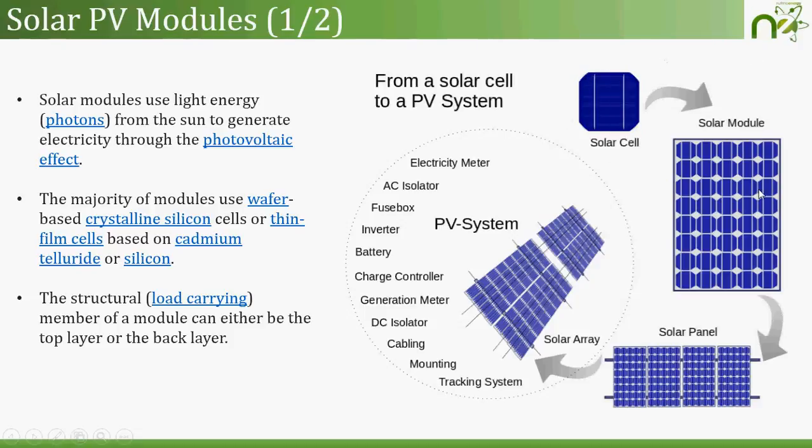Now a group of solar cells forms one solar module. A group of solar modules forms one solar panel. Now a group of solar panels forms a solar array. So it is a kind of grouping mechanism from wafer to solar array. Now then it is connected to the other balance of systems.